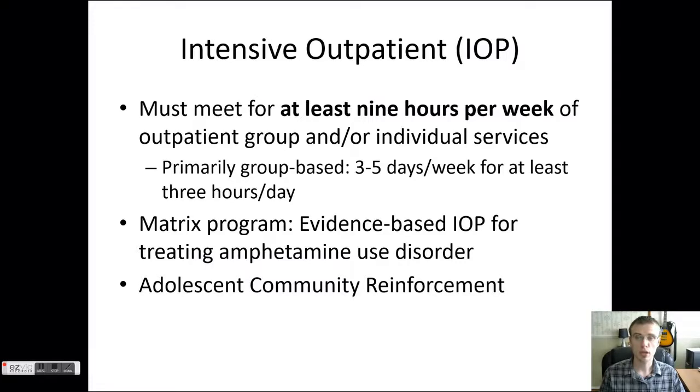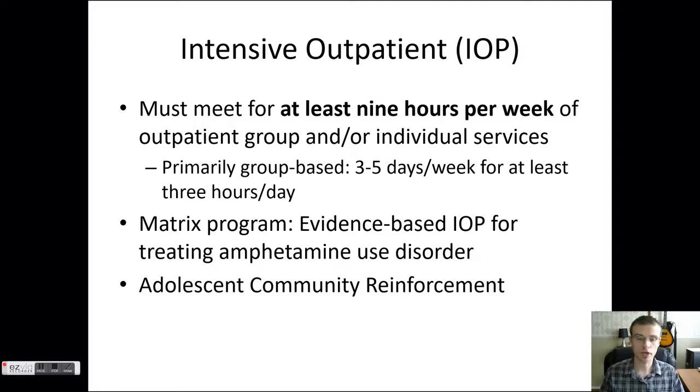Next up is intensive outpatient, IOP. Must meet for at least 9 hours per week is one of the primary criteria here to be considered an outpatient setting. That's going to be a lot of group sessions. Typically, you're going to get about 9 hours of group sessions per week with some form of individual therapy, maybe every other week. Usually 3 to 5 days, at least 3 hours a day. It's going to depend on the program, what they offer.